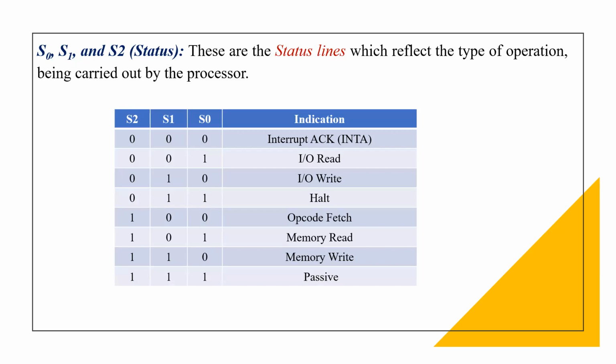110, memory write. Coming to 111, it is considered as passive because here the signals are active low. The combination present on these three signals is 111. That indicates that none of the status signals is active. That's why here the operation is passive.